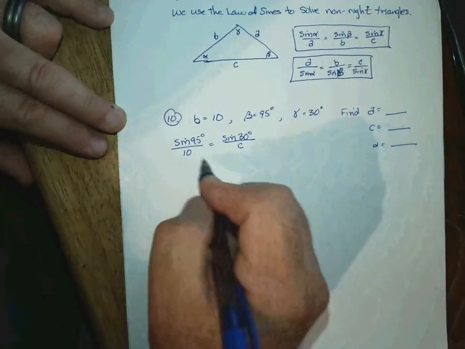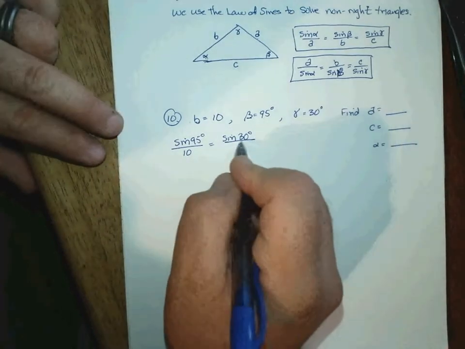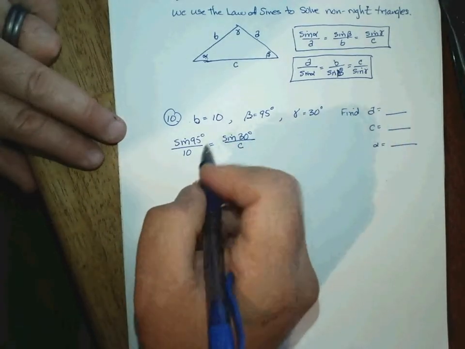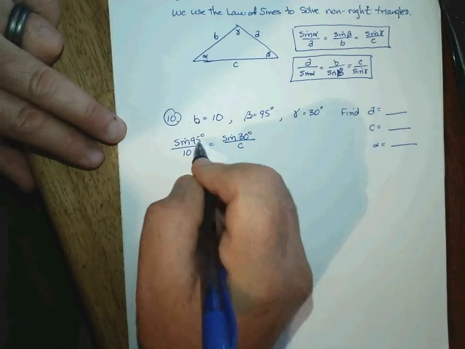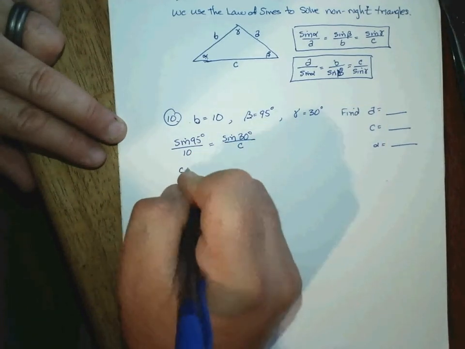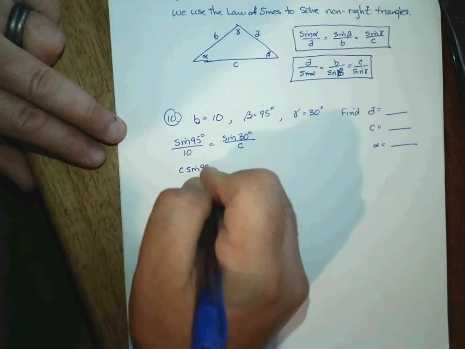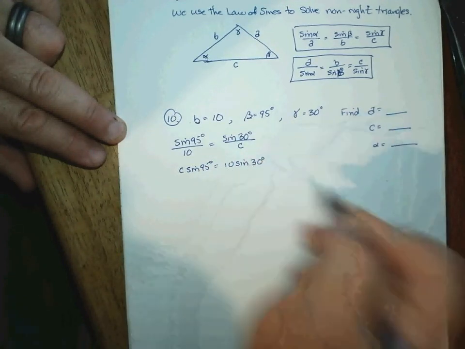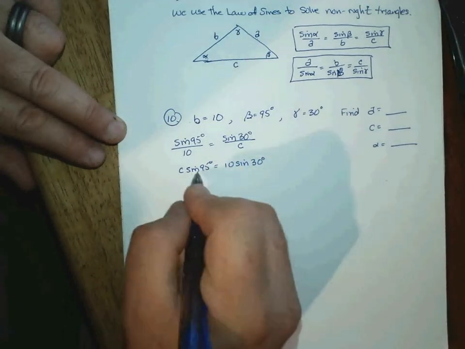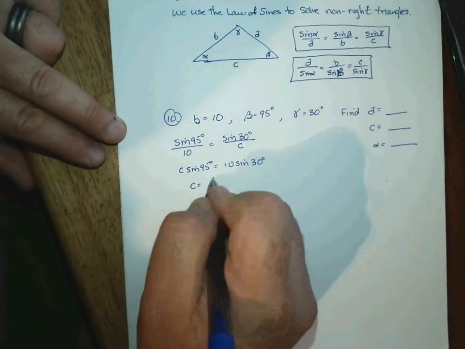And what we see here is a very simple equation that I can solve for side C. If I multiply 10 times both sides and C times both sides, I get C times the sine of 95 degrees is 10 times the sine of 30 degrees. Then divide both sides by the sine of 95 degrees.